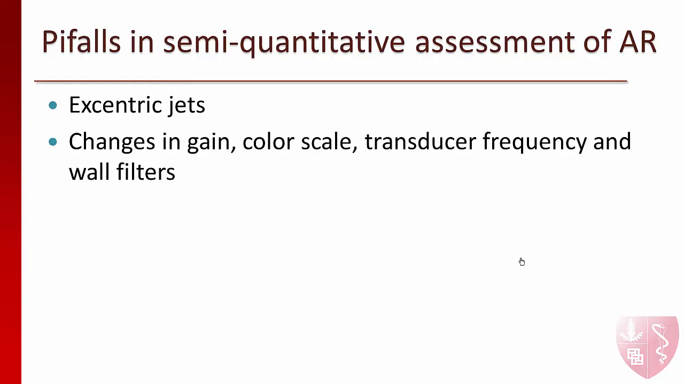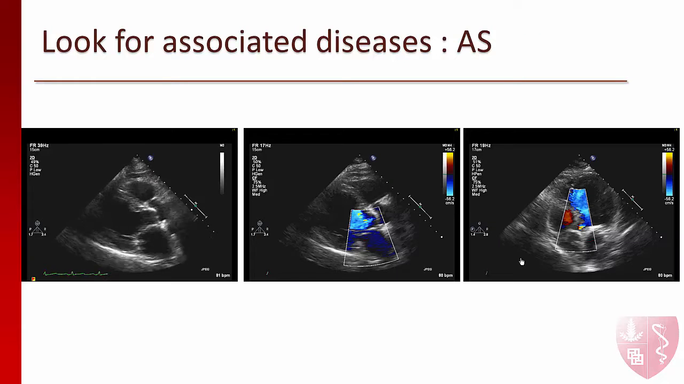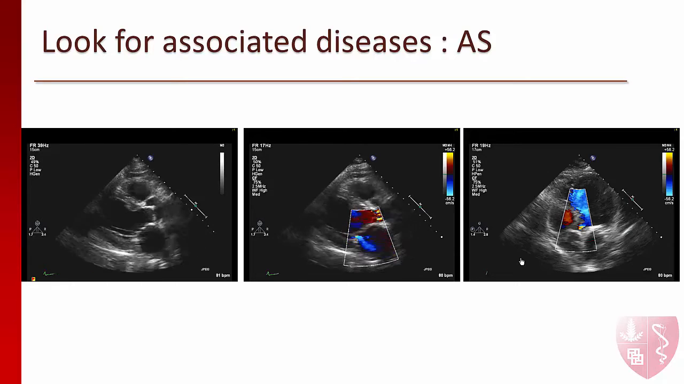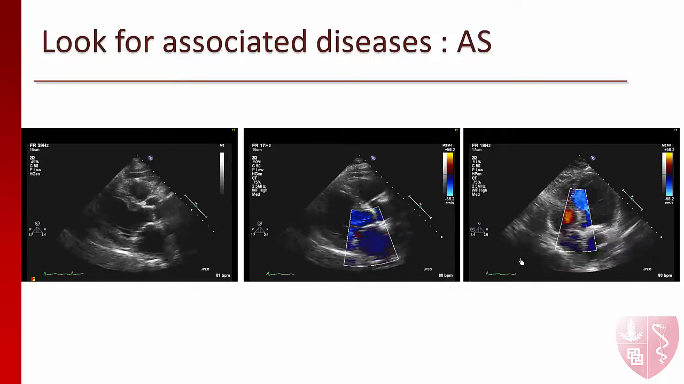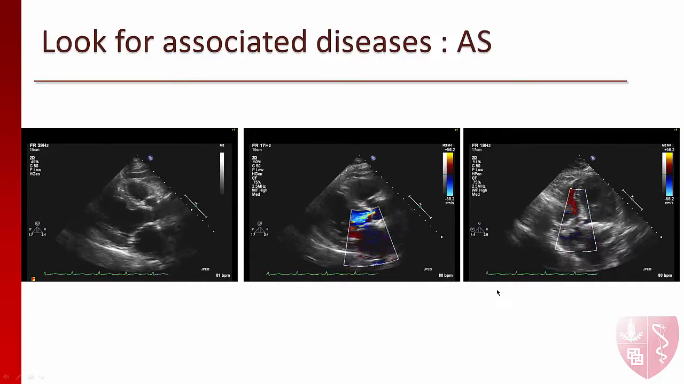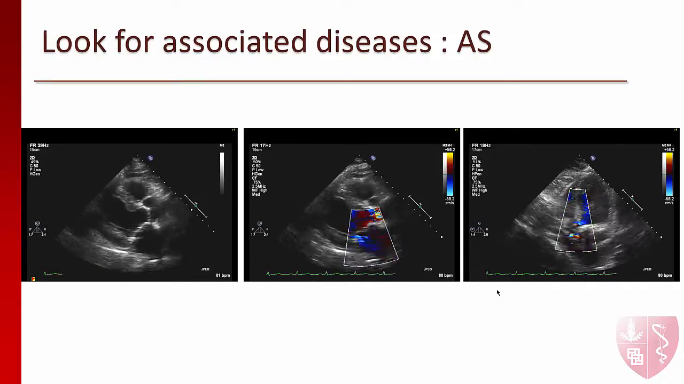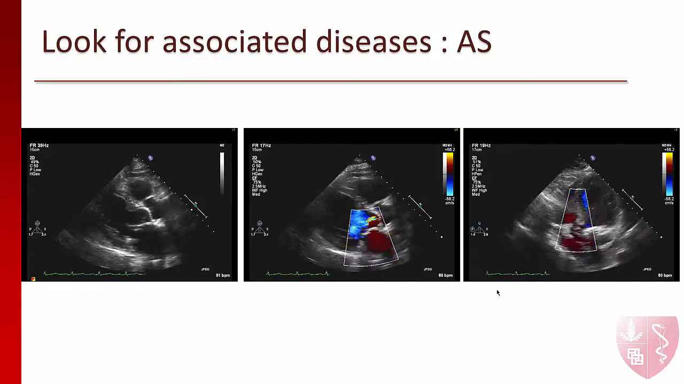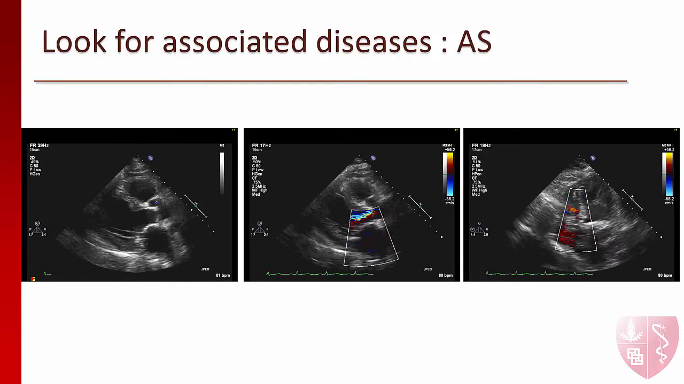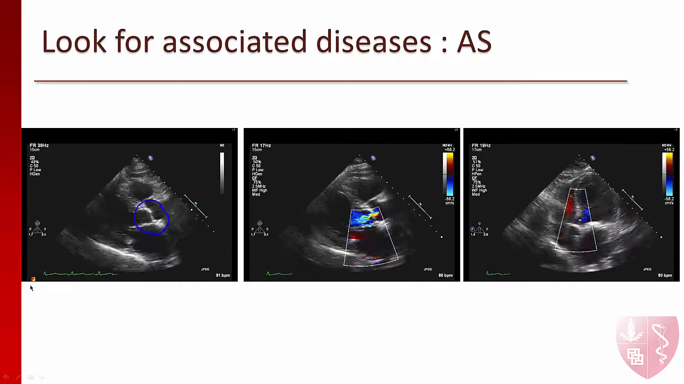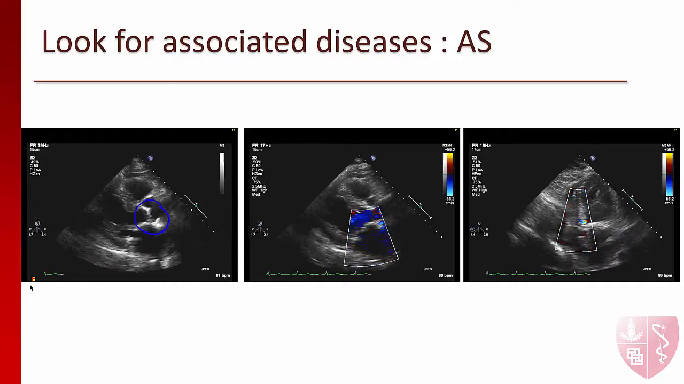But something which is important to do is look for associated diseases. I told you earlier that the most frequent cause of aortic regurgitation was calcification of the valve, so you will always have to look for associated aortic stenosis. If you look at the aortic valve here, you see lots of calcifications, and you can see that the opening of the valve is decreased.